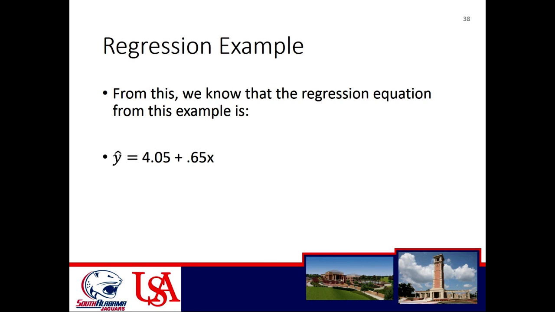We know that for every one that x goes up, y would go up 0.65 in this example. So once again, our beta 1 is 0.65. For every one x goes up, y goes up 0.65. So that's what our results look like. Our intercept is 4.05, our slope is 0.65, so our starting point is 4.05, and whenever x goes up by 1, y goes up by 0.65.